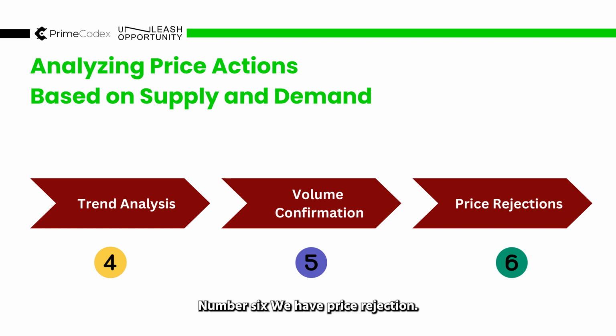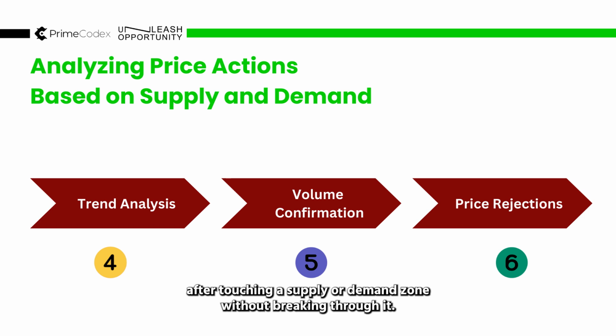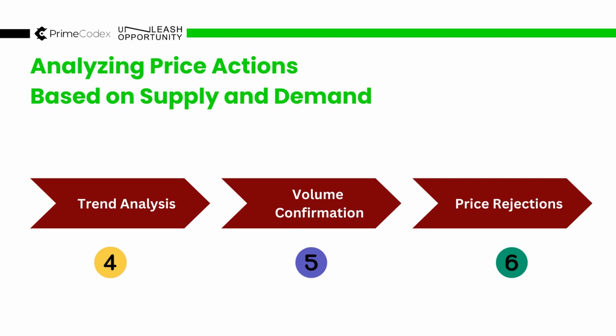Number 6, we have price rejection. Look for instances where price quickly reverses after touching a supply or demand zone without breaking through it. This rejection can signify the presence of strong supply or demand in the market.